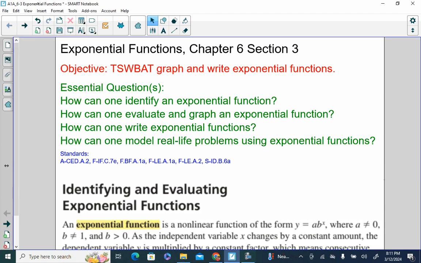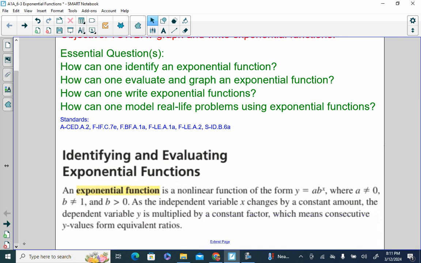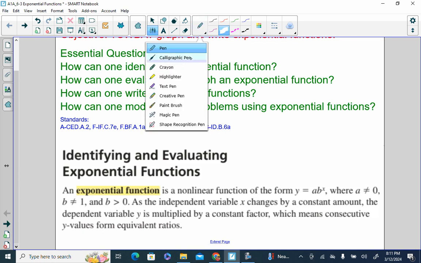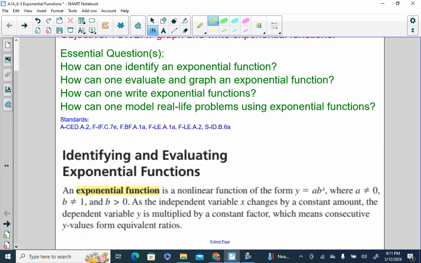Our lesson today is to be able to graph and write exponential functions. We'll start with the definition of an exponential function. An exponential function is a nonlinear function of the form y is equal to a times b to the x, where a does not equal 0, b does not equal 1, and b has to be greater than 0.